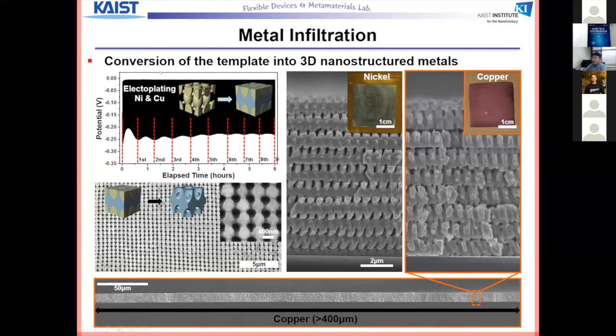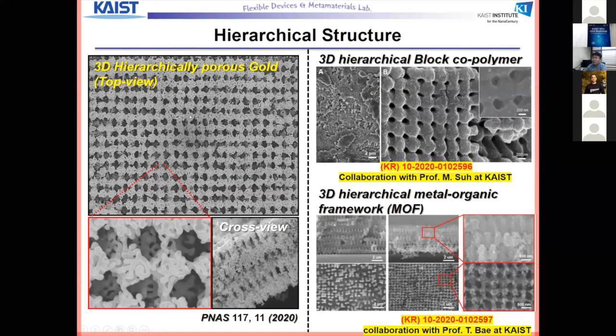And we are not satisfied with that, we go further. This is a gold hierarchically porous structure. You can see that the gold has a couple of 100 nanometer pores defined by the template, and it also has some tens of nanometer pores together. So this one has a couple of 100 nanometer macropores and tens of nanometer micropores. We call it a hierarchical porous structure and have found some interesting applications.